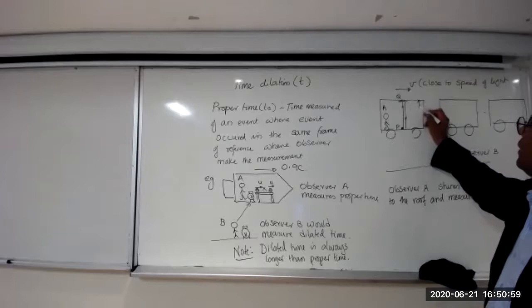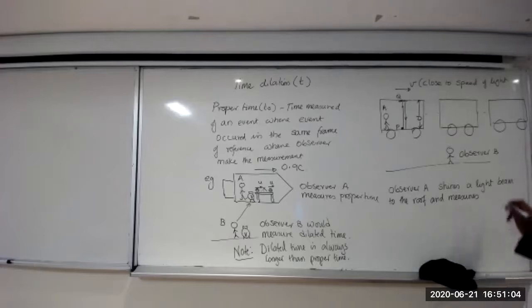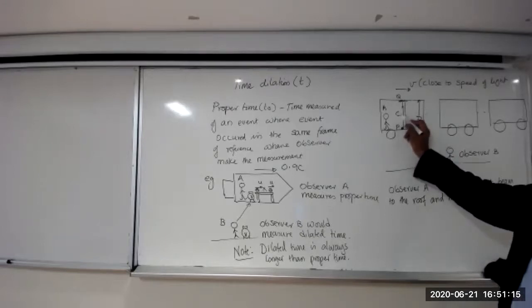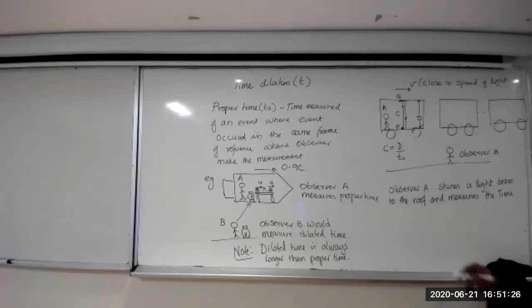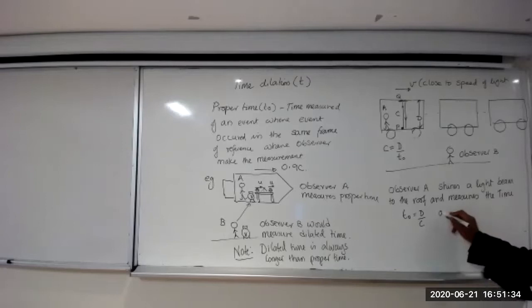So the height, say D, he measures the time. So speed equals, that's a light beam, this light is traveling at the speed of light. The speed is equal to distance over time. So we measure the time, we're saying time is equal to D over C. Or you can say D equals C T naught.